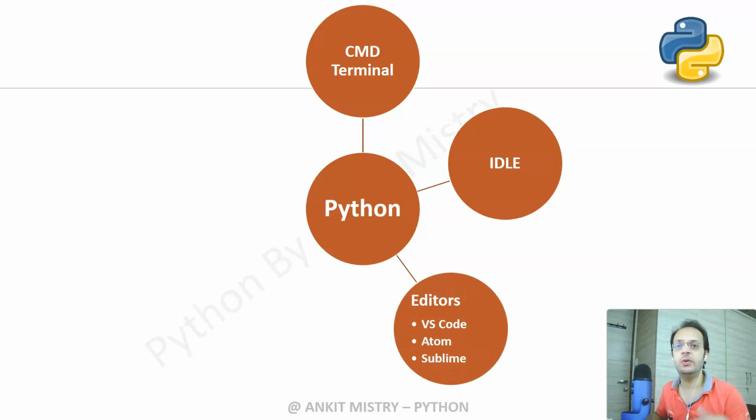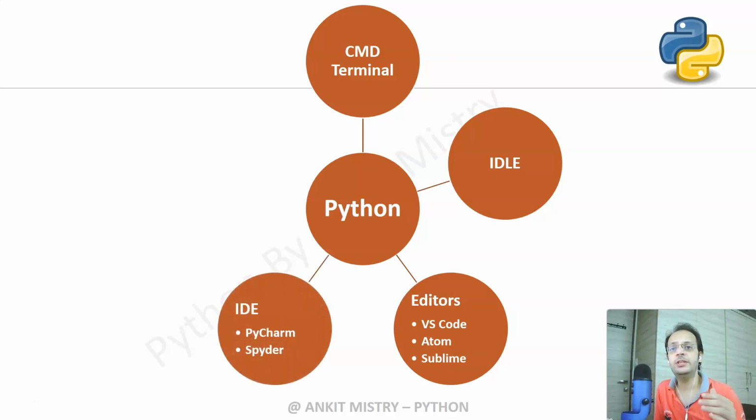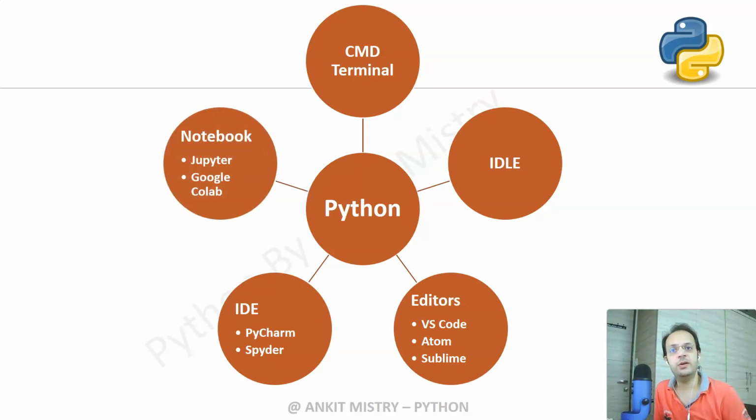If you want to go one step ahead, there are editors like Sublime Text, VSCode, or the Atom editor, which you can always use. And if you are an experienced developer, you can go ahead with much higher level functionality available for Python coding, like a full-fledged Python integrated development environment, PyCharm, or a slightly lighter version like Spyder. And at the end, we have notebook-style IDEs also available.